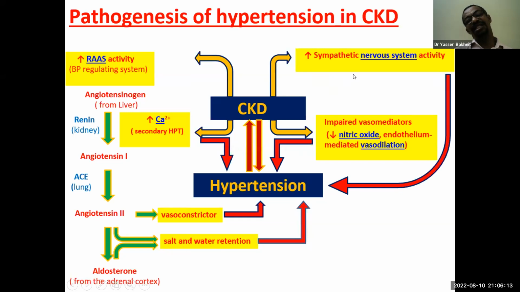The other mechanism is the sympathetic nervous system, which can also cause hypertension, and impaired vasomediators, with reduced nitric oxide from endothelial mediators. It is a vasodilator mediator, so this can also cause hypertension. The other mechanism is increased calcium in secondary hyperparathyroidism, which causes vascular smooth muscle contraction and hypertension.